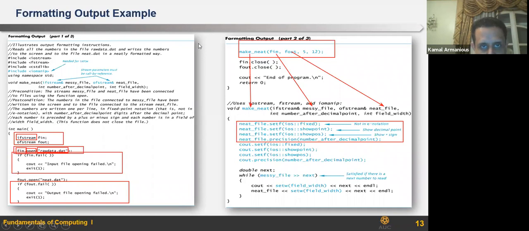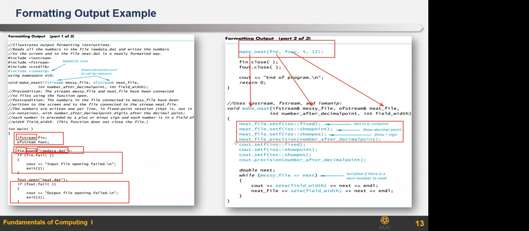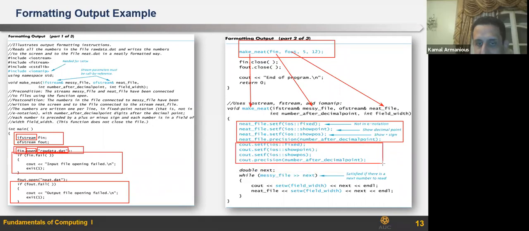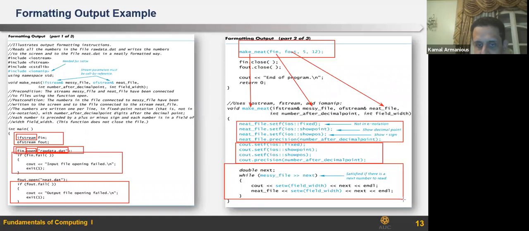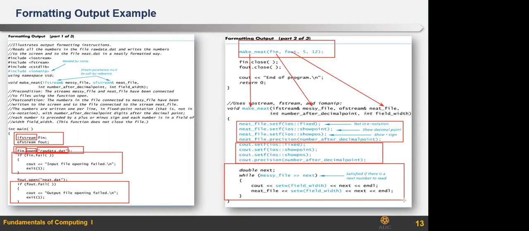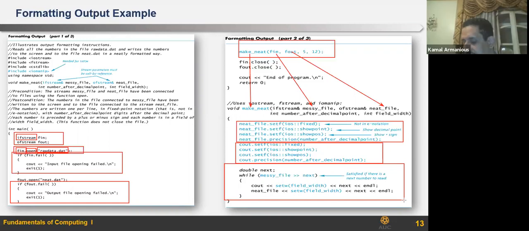Then cout, this is formatting on the screen. Formatting on my own screen. Yes. And then we declare a variable called next of type double.